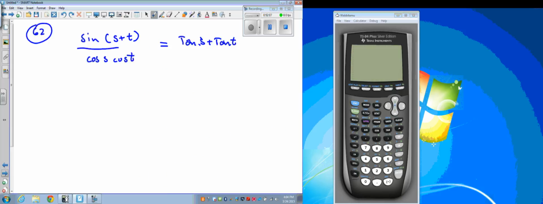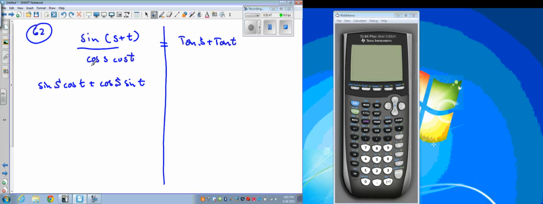Okay, this is an identity. You can verify it. What I'm going to do is take this thing here and substitute its identity, because this is already in single S and T. This is in a sum, and I know I'm going to want to get rid of that. So the numerator is going to be what? Sine S cosine T plus cosine S sine T over.